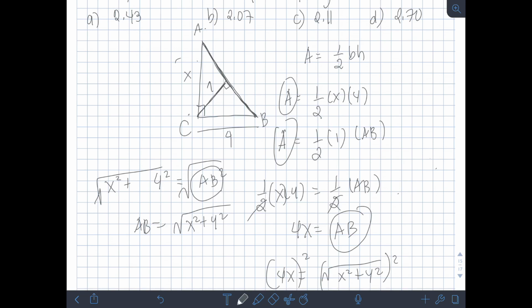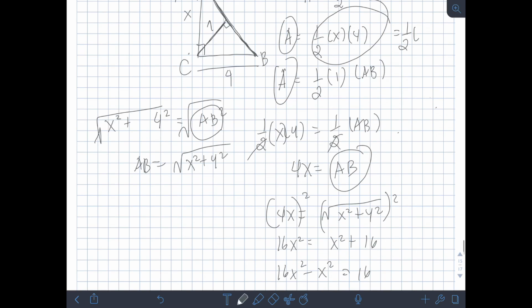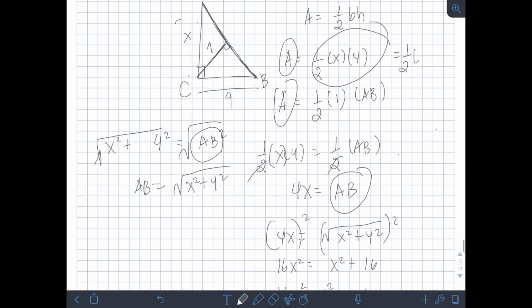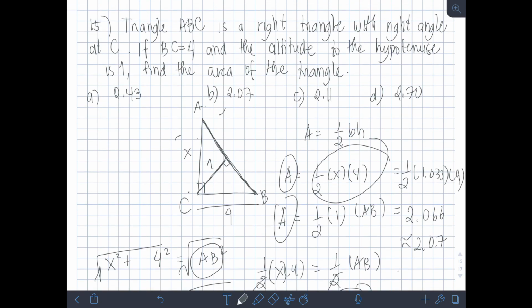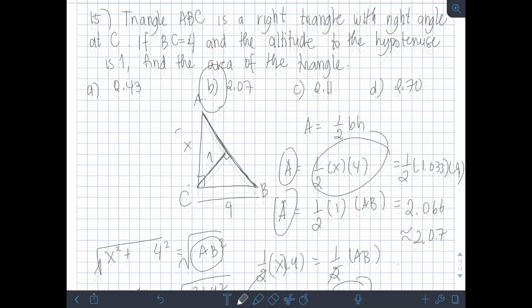So, masasolve natin yung area. Diba ito lang siya yung 1/2 x times 4. So, we have 1/2. Yung x na nakuha natin is 1.033, times 4. So, we have the area is equal to 2.066 or approximately 2.07. So, the answer is letter B.